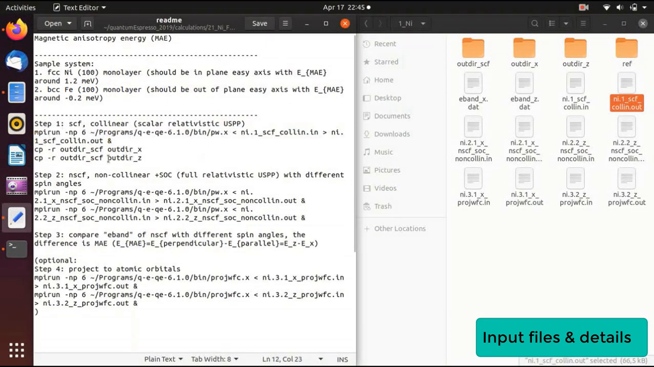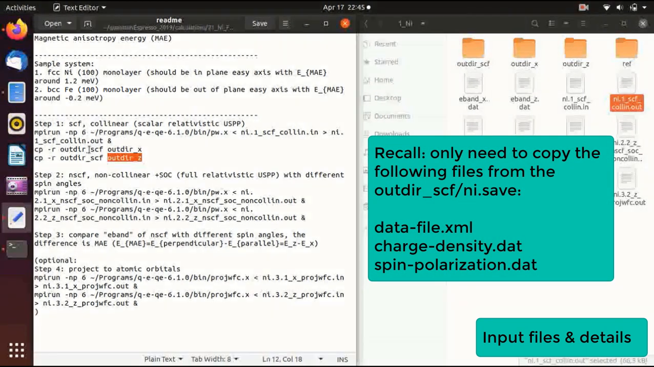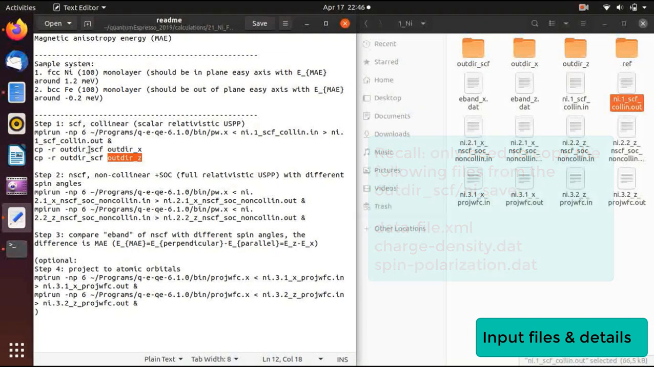And after this, you need to copy the output directory to these two new directories because we want to use it later, and we also don't want to destroy the previous output directory. So that's why we just copy it. In principle, you don't need to copy everything because what we need is the charge distribution and also the spin polarization. You don't need the wave function, but for simplicity, you just copy everything, that will work.